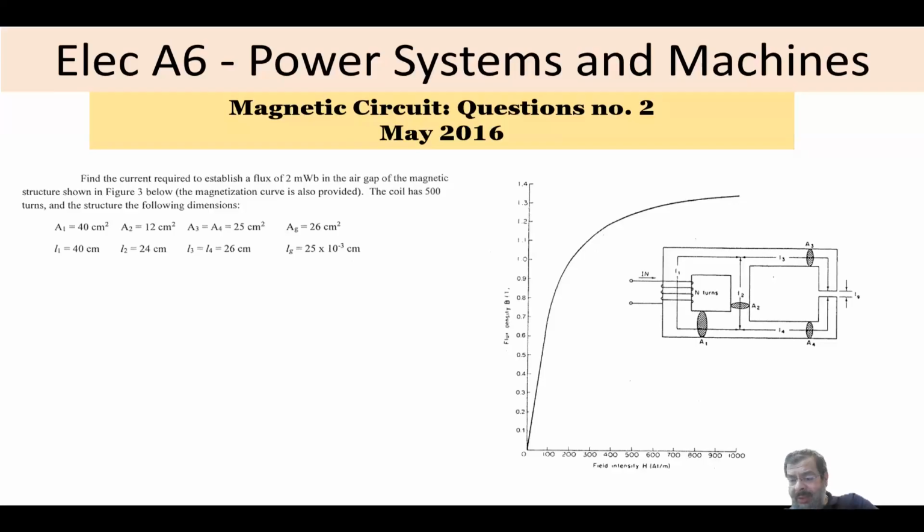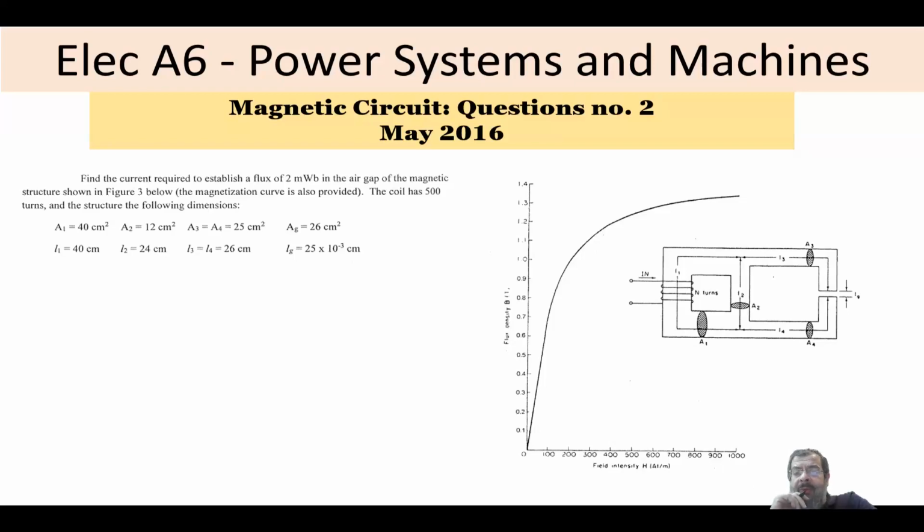I have solved this question before, but one of my friends pointed out there's a mistake in the question, and as I progress, I will mention what the mistake is. This is magnetic circuit question number 2.